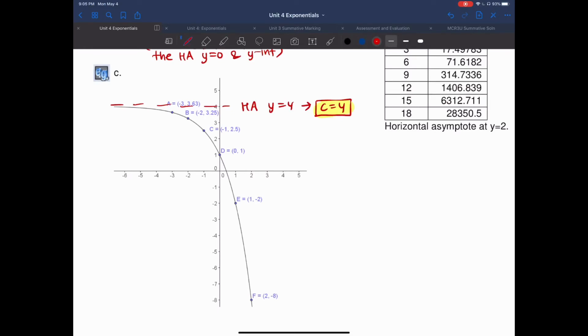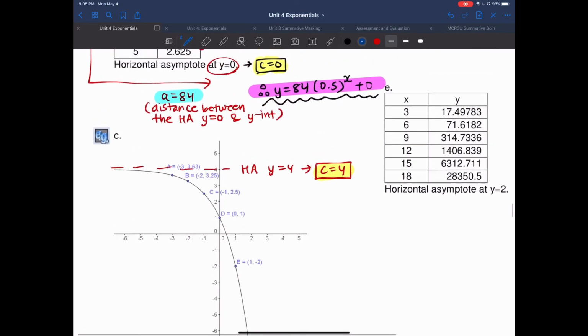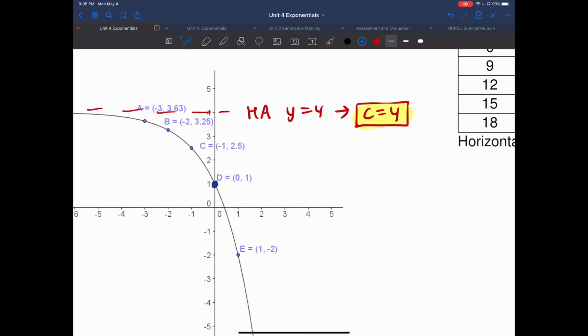Next, I'm going to try to find my a value. So again, my a value is not just my y-intercept. That's not what a value is, although sometimes it might look like it. I'm noticing my y-intercept is (0, 1). Remember, the a value is the distance from your y-intercept to the horizontal asymptote. And so the distance between those is going to equal -3. Why is it -3 and not just 3? It's negative since the y-intercept is below the horizontal asymptote right here instead of being above it. That means that there was a reflection along the x-axis.